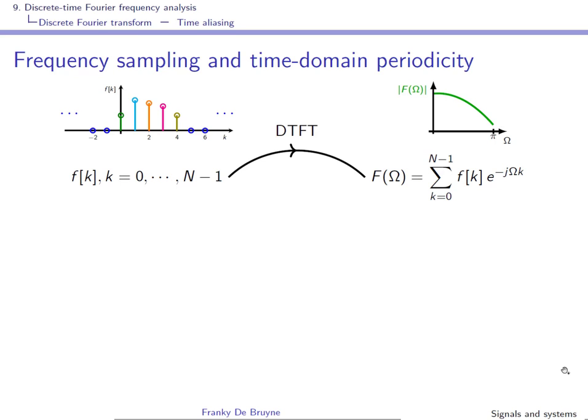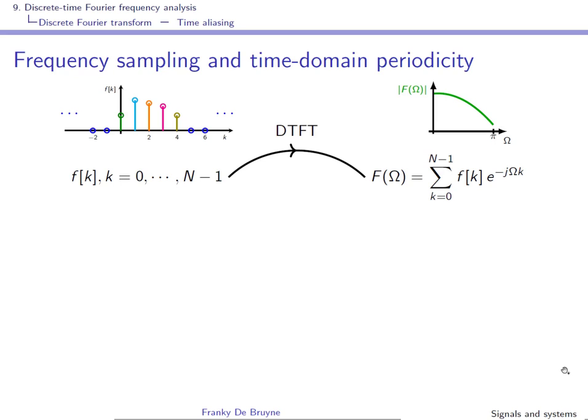We're given here a sequence of n numbers, and outside this support 0 to n minus 1, the function is 0. So what you can do is compute the discrete time Fourier transform, and this will yield, in this case, an amplitude spectrum that we will consider in the interval 0 to pi, and this amplitude spectrum is continuous.